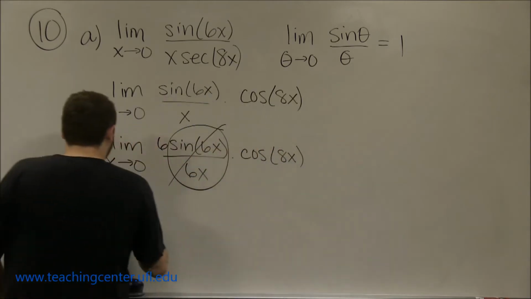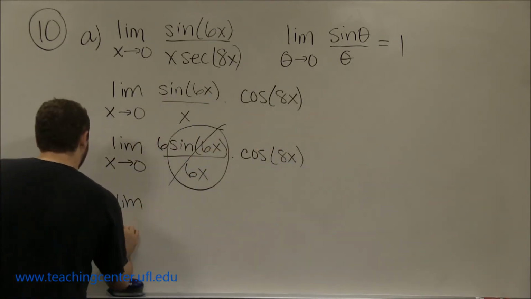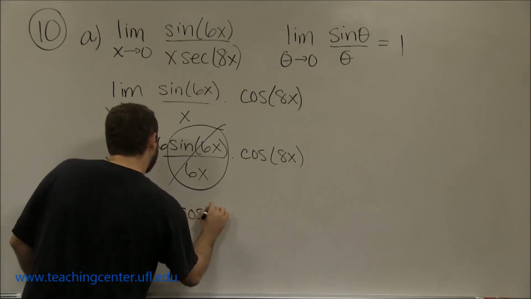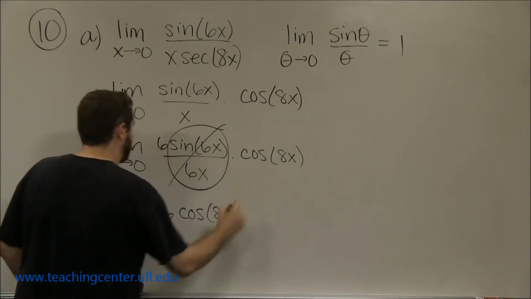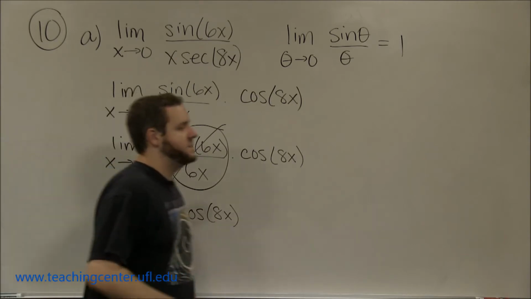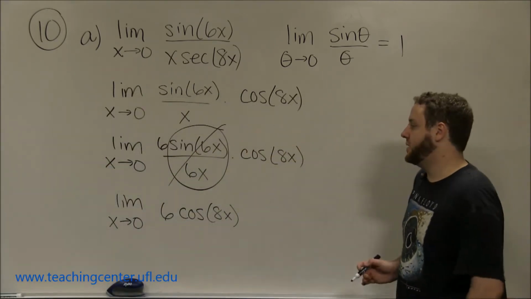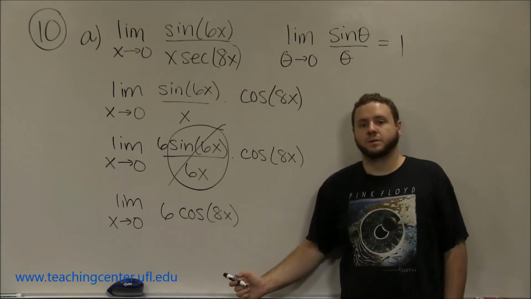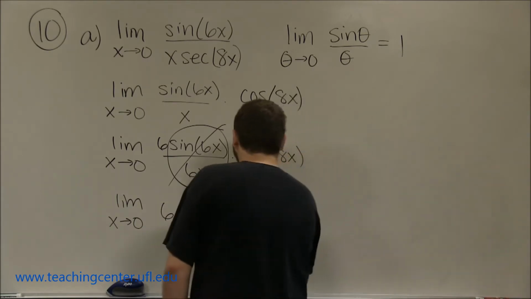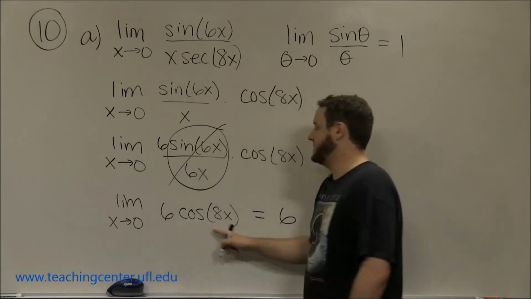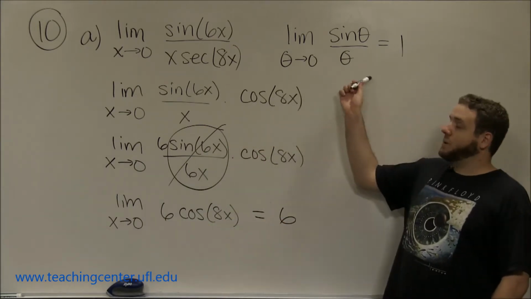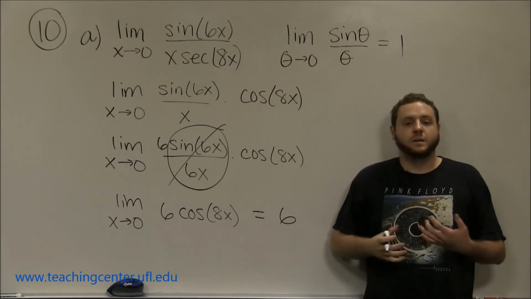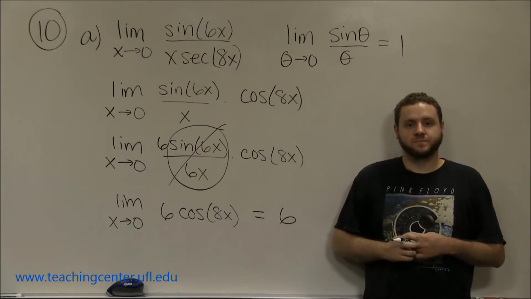Now we're just taking the limit as x approaches 0 of 6 cosine of 8x, because we still have the cosine of 8x over there. At this point, we don't need to do anything else tricky. We can just plug in 0 because the cosine of 0 is 1. So we get that this limit is just 6, because it's 6 times 1. Knowing this trig limit identity is key to answering this problem and most of the rest of the ones in this section.